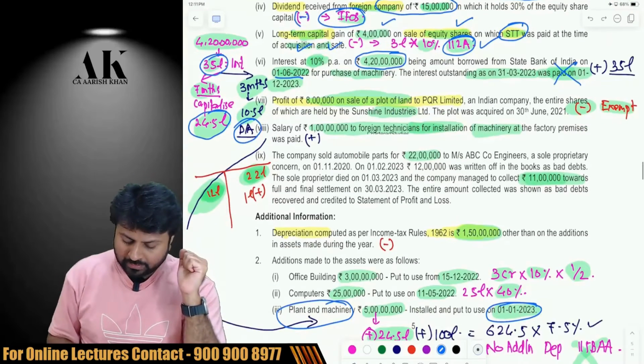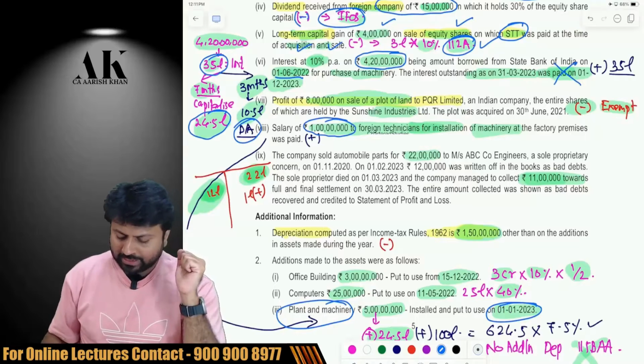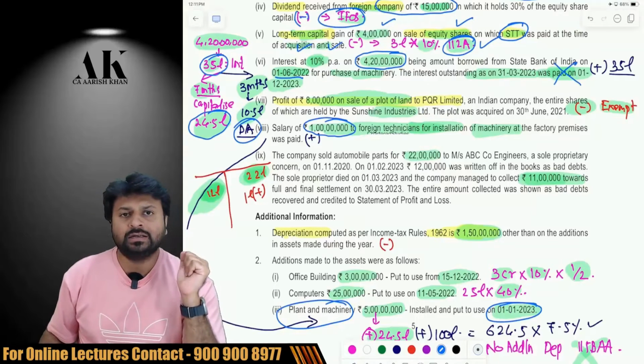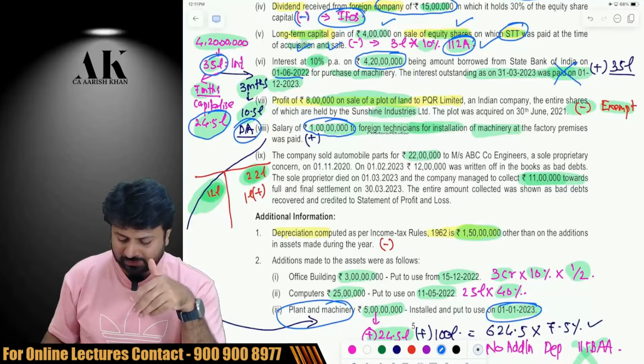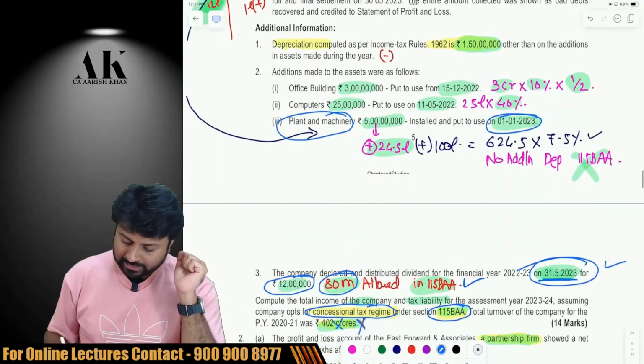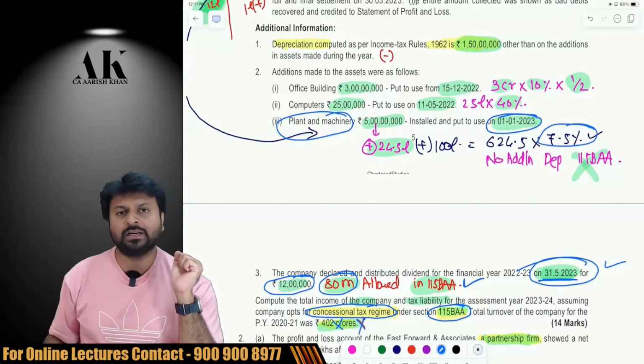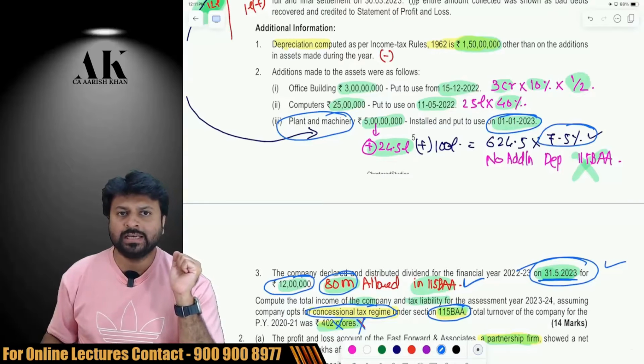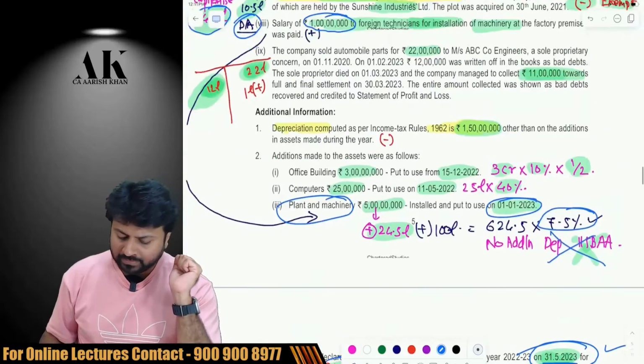Now, apart from this, you need to remember that one more thing you have to add, that is 1 lakh rupees you have to also add as a foreign technician salary, 1 crore rupees, whatever it is, you have to add that also, and then you will claim depreciation at the rate of 7.5%, because it is put to use for less than 180 days, and you will not get the deduction of additional depreciation. Additional depreciation is not allowed in 115BAA.